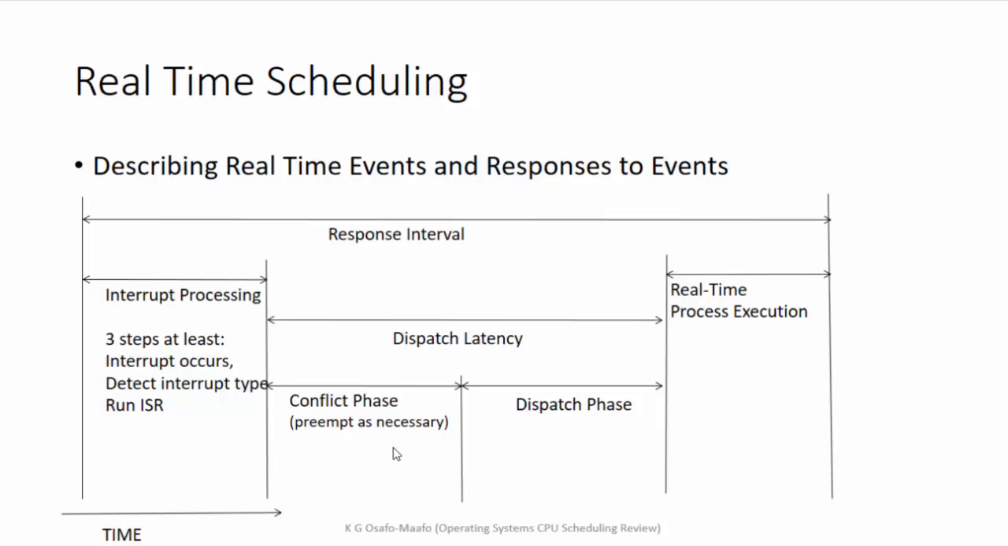So we need to figure out what the conflicts are, resolve them, usually by preempting, pausing, stopping people, switching where necessary. And then we have the dispatch phase. This is where we pick up the work that we need to do, set it up, and then we start executing the process that handles the real-time event. And we would hope that between when you ask for something, the event occurs, and when we respond to it, this is within some reasonable bounds so that the result is useful.